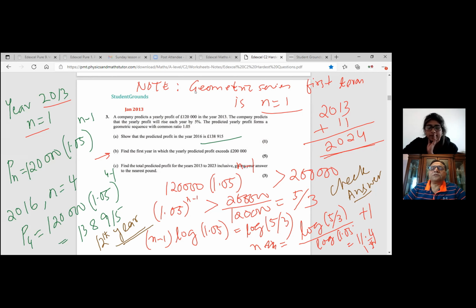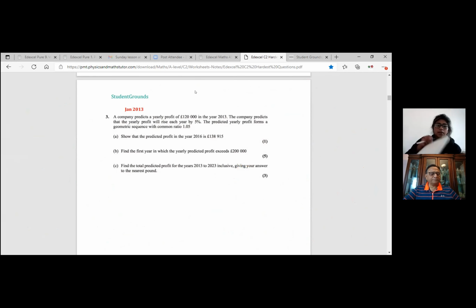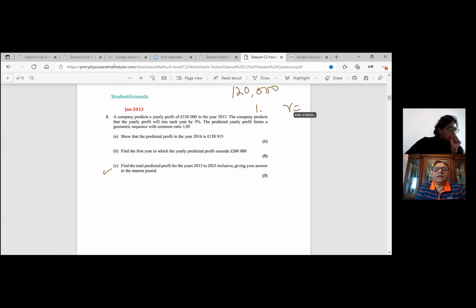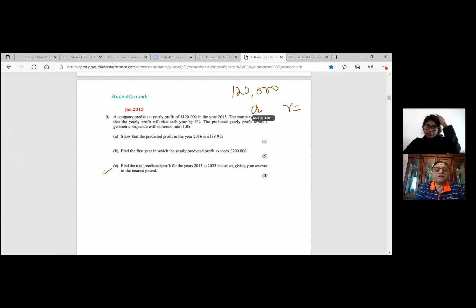So let's take up the next question. I'll clear this out. Part C: find the total predicted profit for the years 2013 to 2023 inclusive, giving your answer to the nearest pound. Do we use the geometric sum of a series? Yes. Your series now starts at 120,000. This is your term number 1, which is A. R is given to you as 1.05. It is getting multiplied by this.